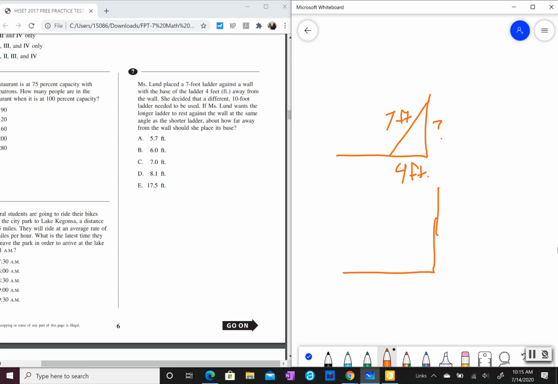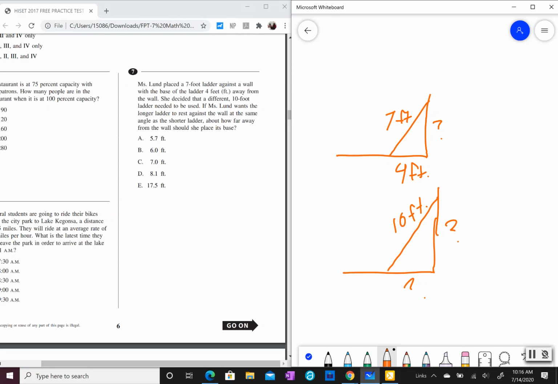And I need the ladder at the same angle, so I'm going to try to make it kind of look like the first problem. And now it's 10 feet, and now I still don't know what this is, and I don't know what this is. And so now when I go to solve the problem, I have all of that information drawn out in front of me. I can picture what's going on, and I've created another tool for myself.